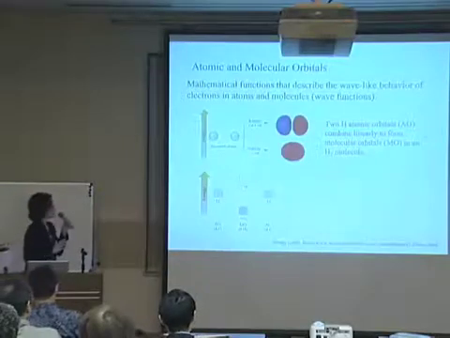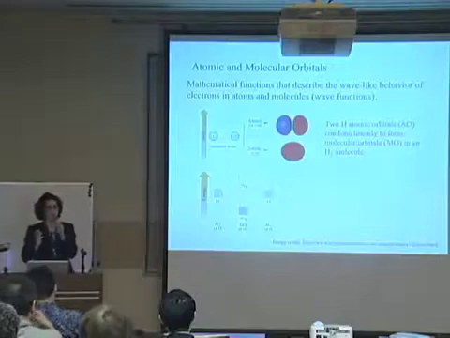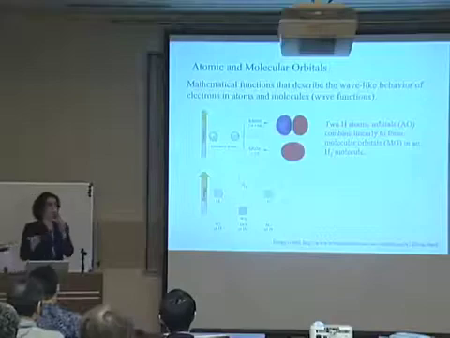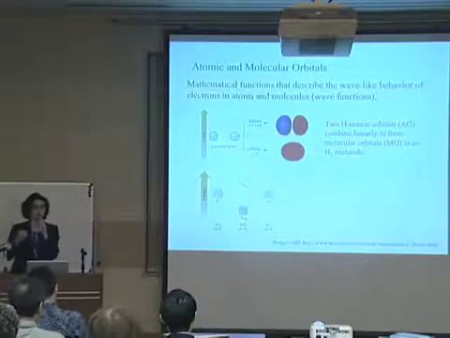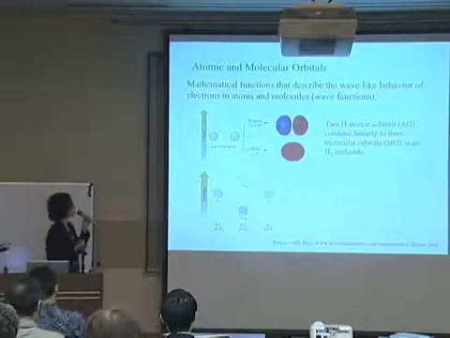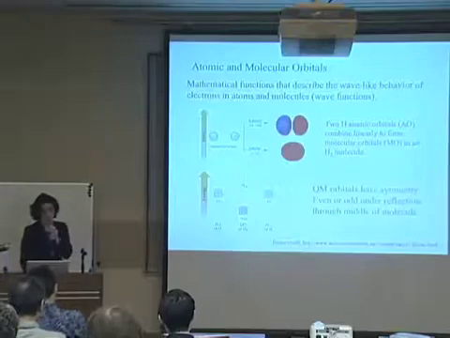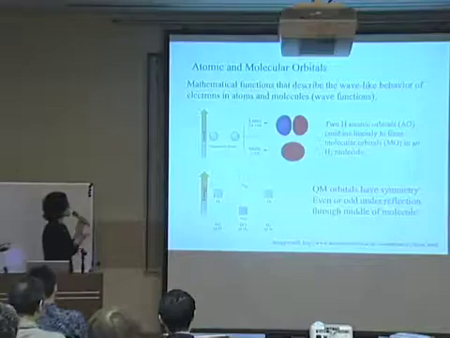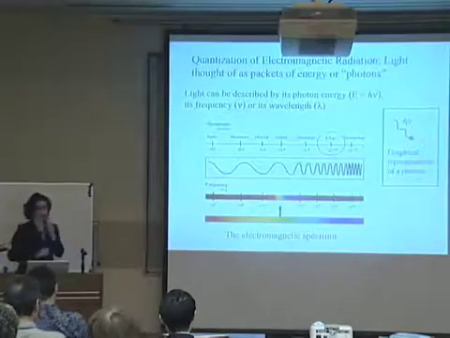How about molecules? Well, I just showed you a few orbitals, these mathematical functions that describe the wave-like behavior of electrons in atoms. We could use them to construct molecules as well. We can take these atomic orbitals and combine them by either adding or subtracting them to form molecular orbitals, right? And these have symmetries. They could be even or odd under reflection through the middle of the molecule, but there's symmetry involved in molecular orbitals as well.